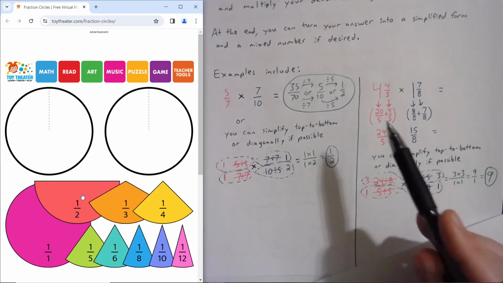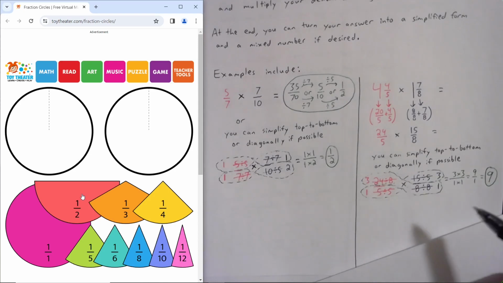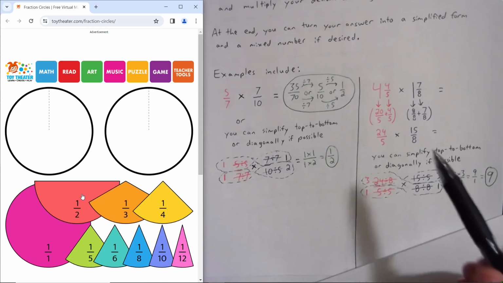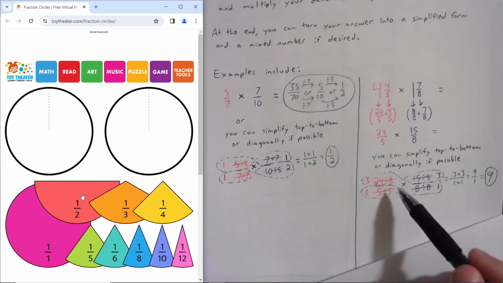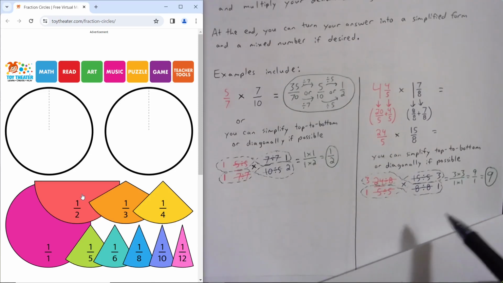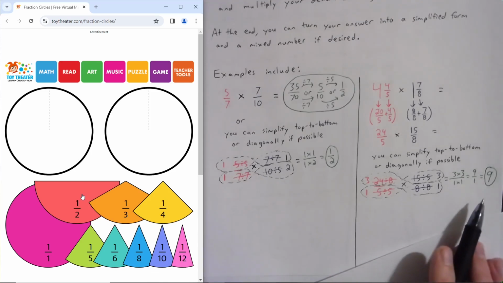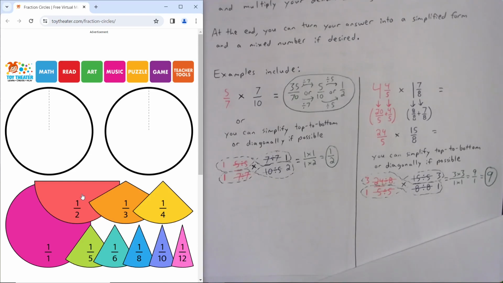So 4 4/5 times 1 7/8 is equal to 9 after we turn these into fractions and then simplified or cross-simplified in this case, if possible, and then found out what the answer was and turned it into, in this case, a whole number, but some of your other answers would be mixed numbers.